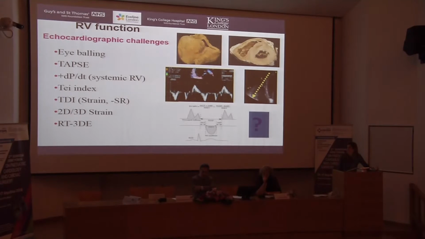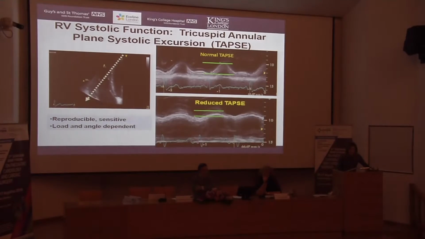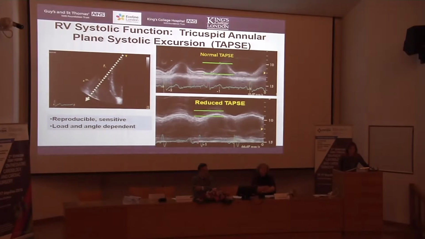really challenging. So far, we have used different modalities, from the really qualitative one, like eyeballing, to assess whether the RV is working properly, then TAPSE for longitudinal function, the TEI index, and then we have more advanced techniques: tissue Doppler, strain, and 3D echocardiography. Now, TAPSE is the one that is most commonly used.